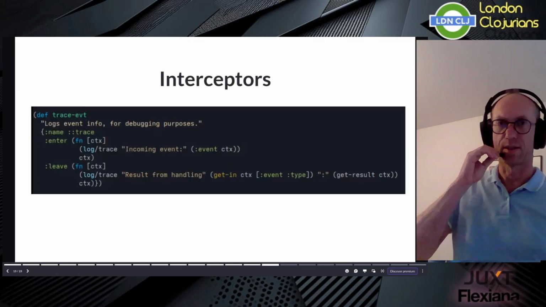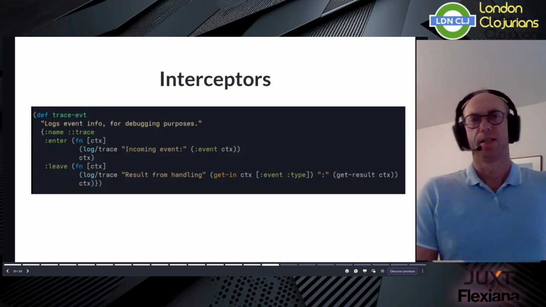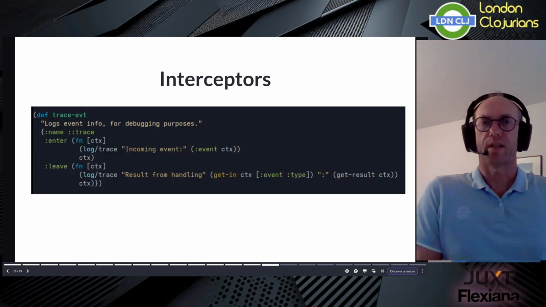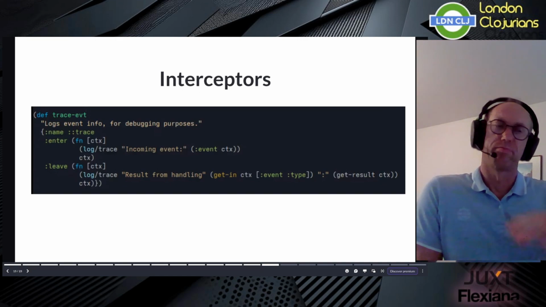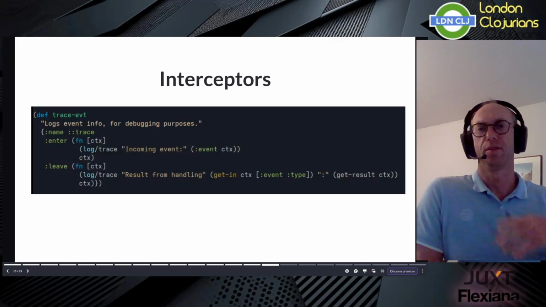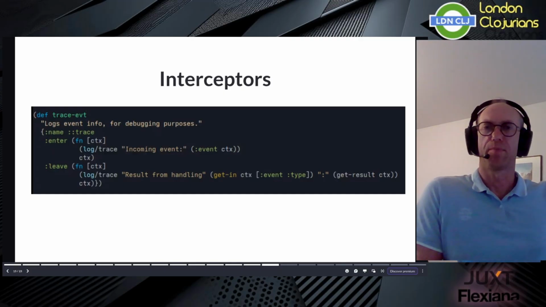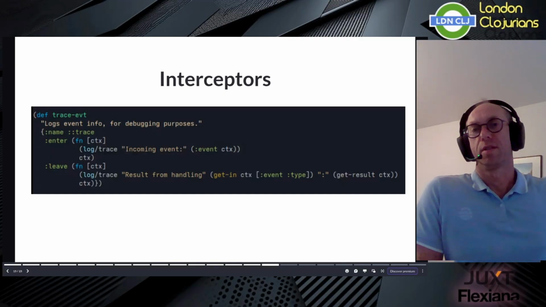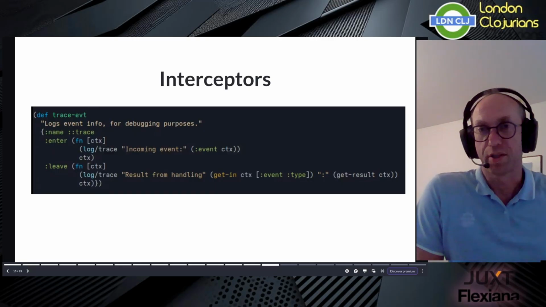So let's look at some examples of interceptors. Mailman provides some fairly high-level utility interceptors. They are located in the monkey.mailman.interceptors namespace. This is one of them. What it does is just tracing.